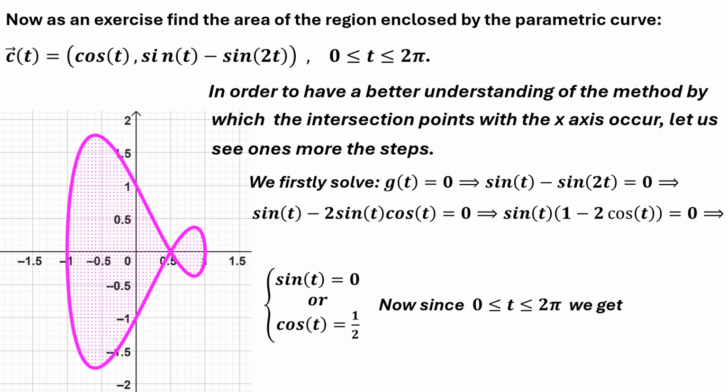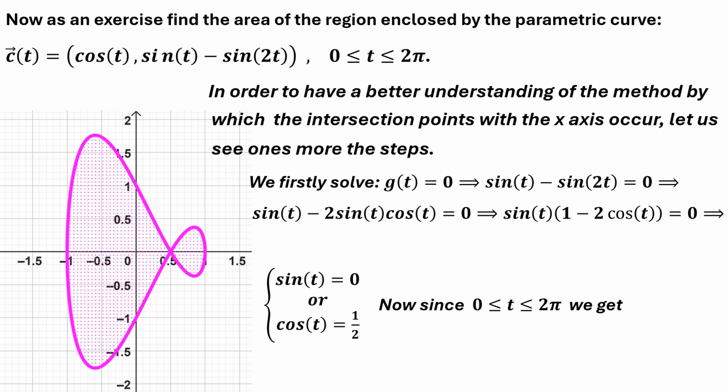Now, as an exercise, try to find the area of the region enclosed by the parametric curve C of t equals (cosine of t, sine of t minus sine of 2t), and t in the closed domain from 0 to 2 pi.